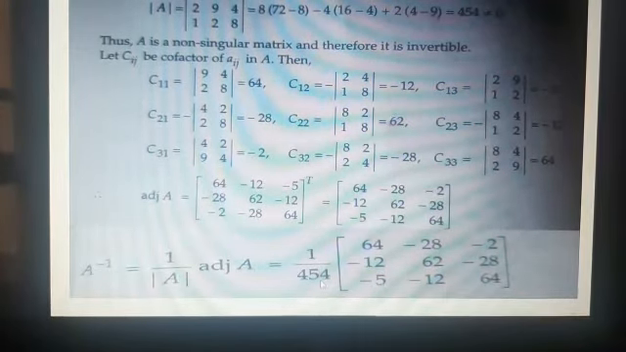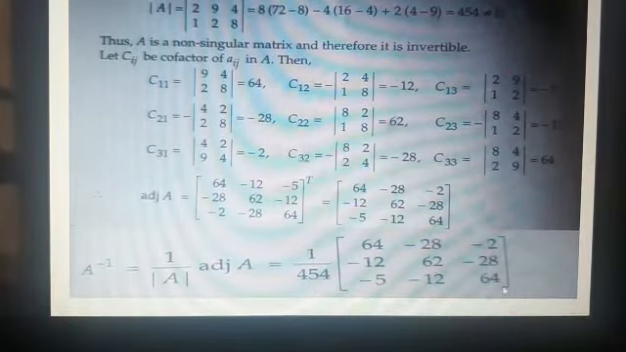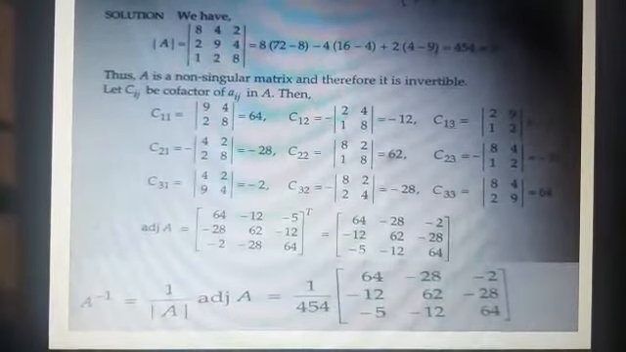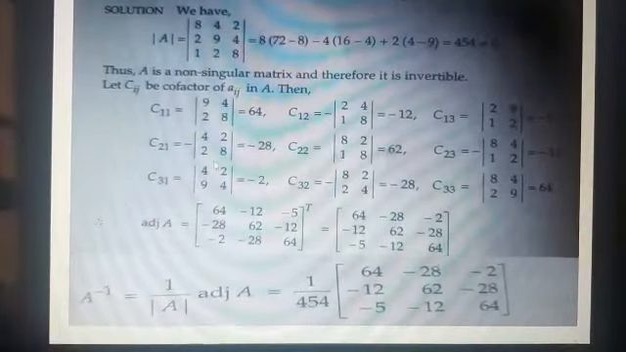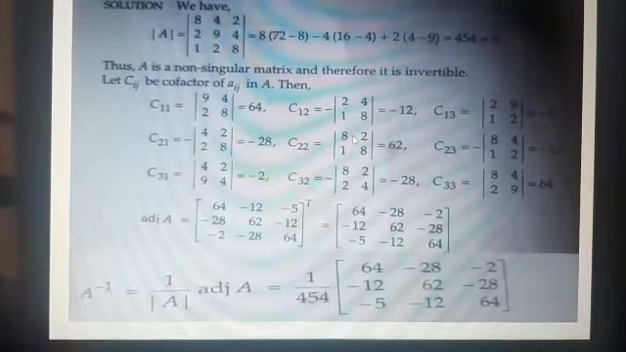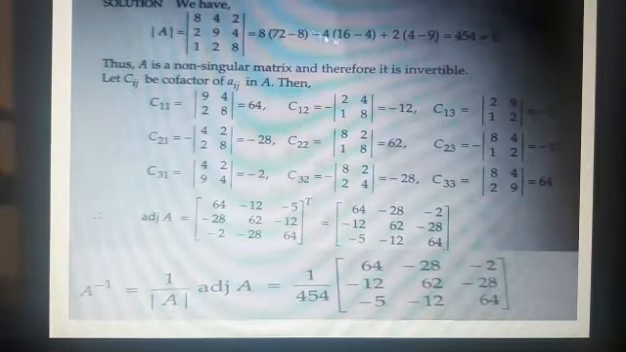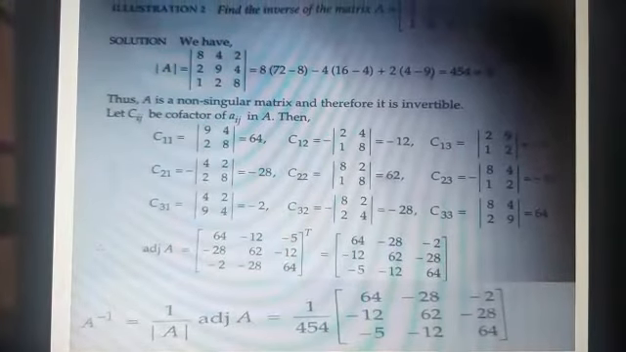You need not multiply this 1 upon 454 inside the matrix, you can write it as it is, like given here. In this way you can find the A inverse of all the matrices which are invertible, and you can do the exercise of inverse of matrix yourself from the NCERT. In the next module we'll learn the properties of A inverse. Thank you.